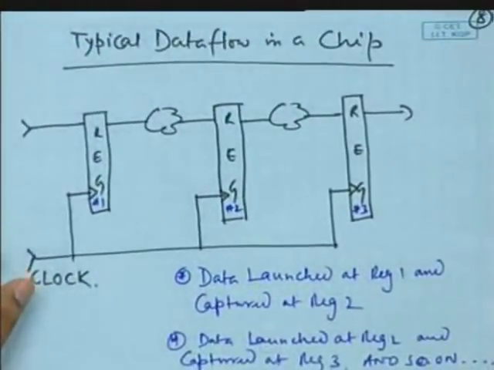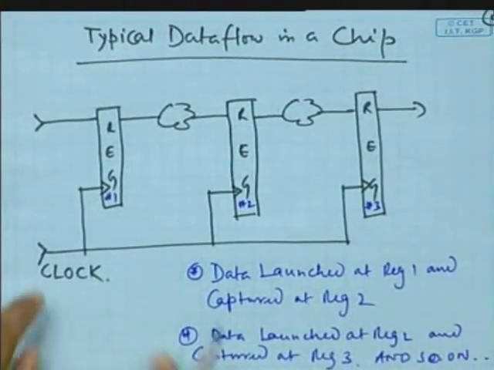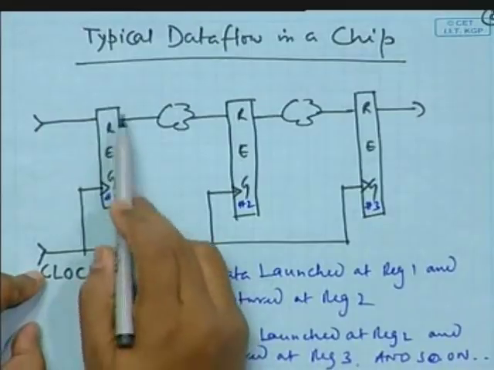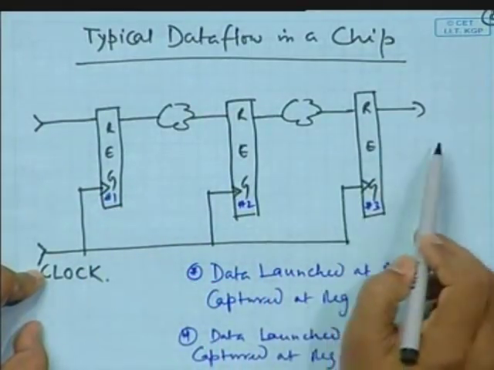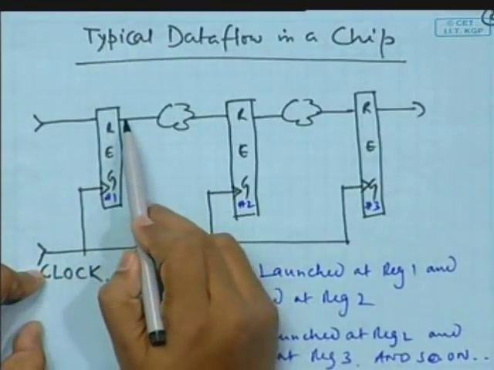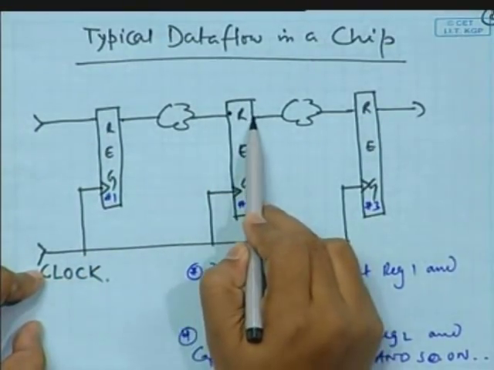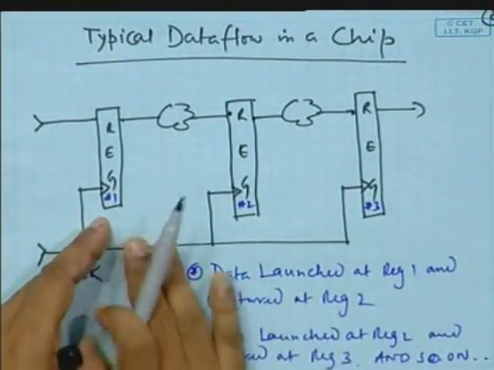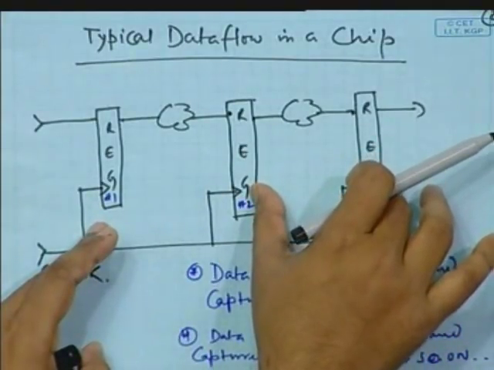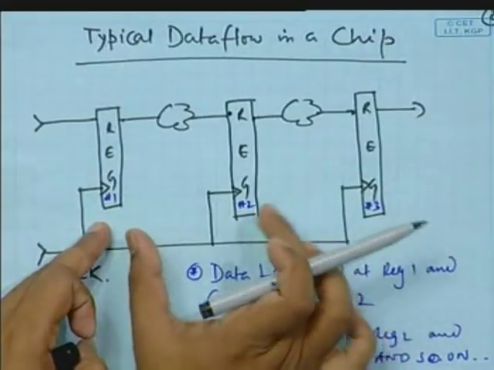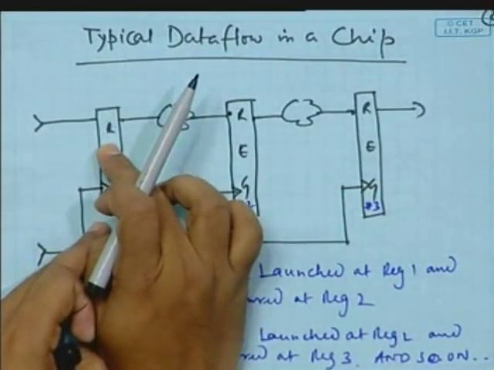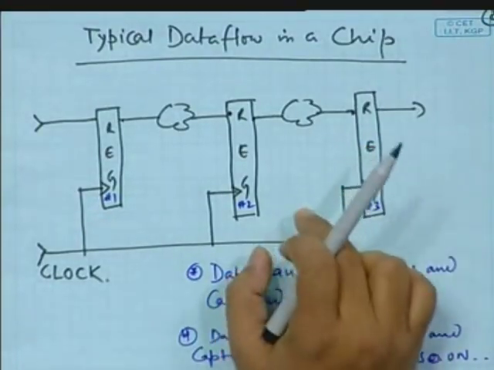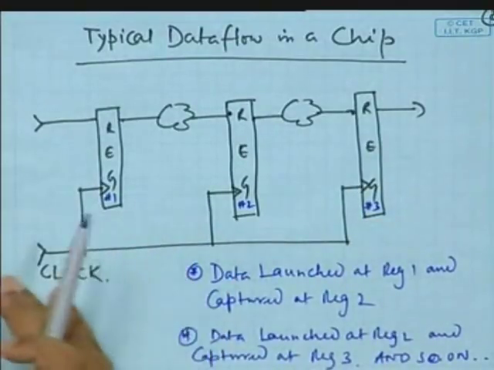This is what I have written here. The typical data flow inside a chip is with a clock, which might be the same clock or different clocks, and one register and other registers. The data will jump from one register to another register, and that's how it propagates. It's a synchronous design. If it is asynchronous design, there is no point of putting these registers. In synchronous design, the data propagates from one register to another, and that's why it is called register transfer level.